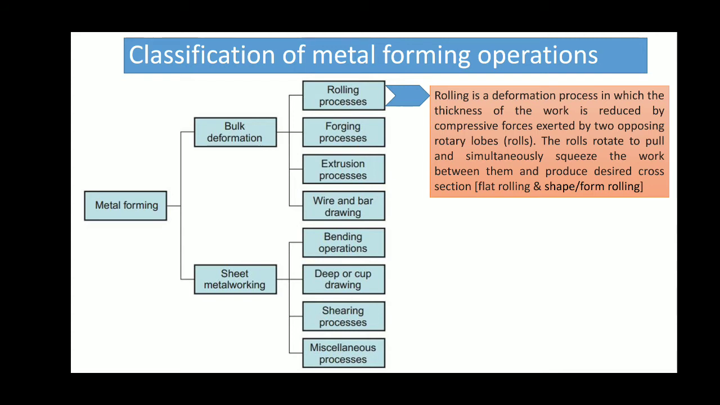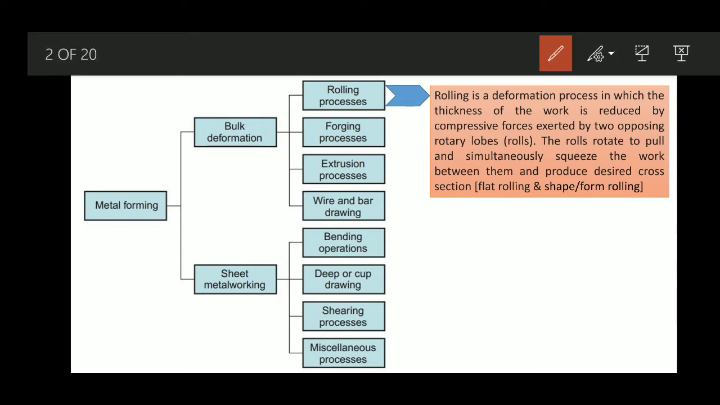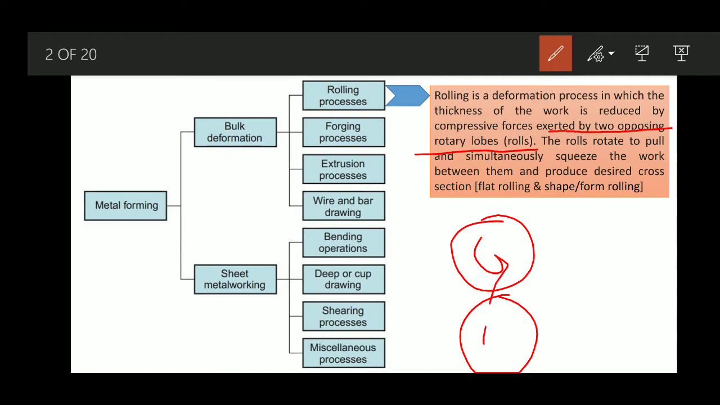Rolling can be defined as a deformation process in which the thickness of the work, that is the workpiece we are talking about, is reduced by compressive forces exerted by two opposing rotary tools, which are known as the rolls in our case. What is important is that the force is exerted by two rolls moving in opposite directions. If one roll is moving like this, then the other roll will be moving like this, and in between we will be working on the material.